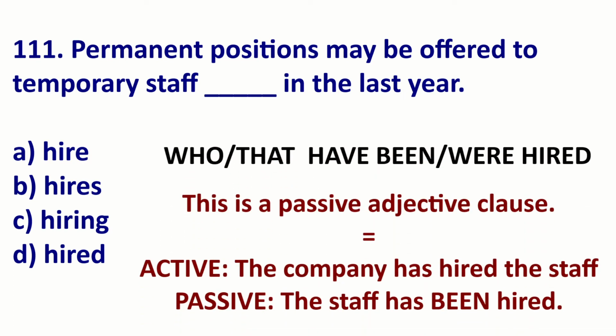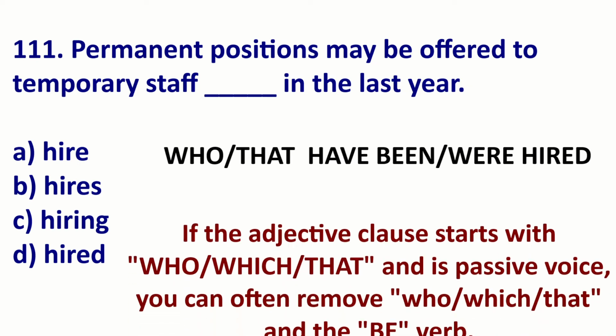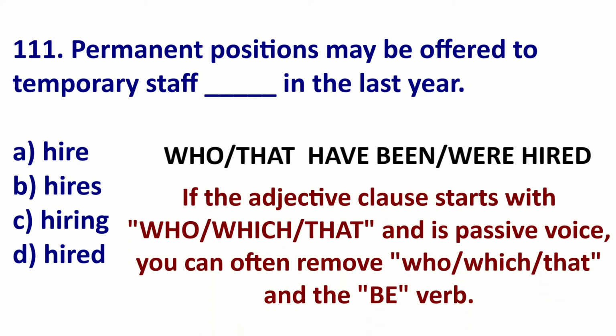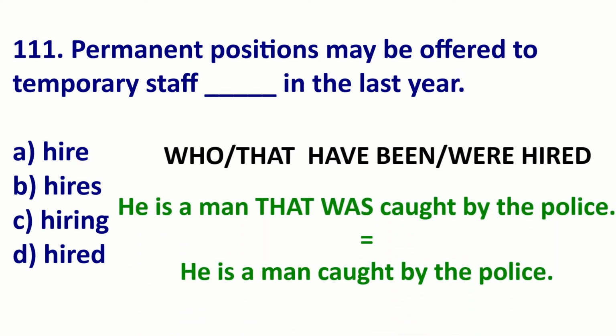That means it starts with the object. For example, the company has hired the staff, the staff has been hired, or the staff were hired. Notice the staff is the object. If an adjective clause is passive and starts with who, that, which, you can remove the who, that, which, and the be verb. Example, he is a man that was caught by the police. Well, that was caught by the police is a passive adjective clause. So if I want, I can take out that and was, because was is the be verb. And I can say, he is a man caught by police.